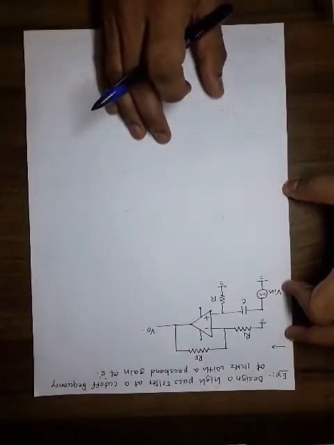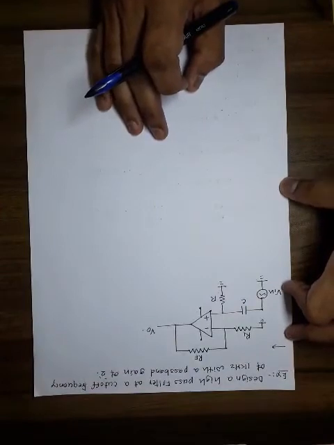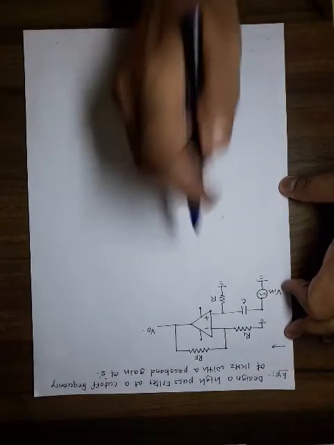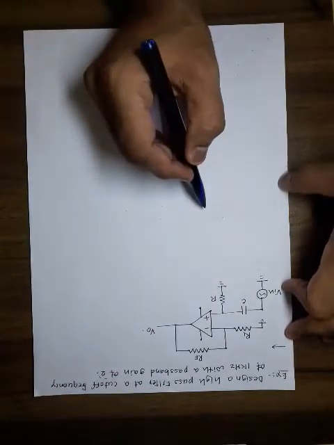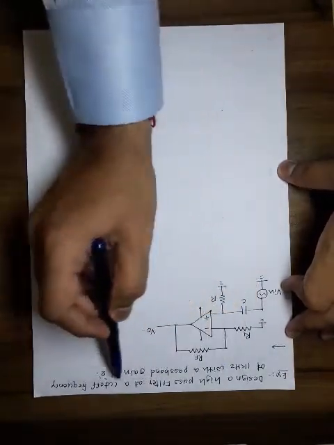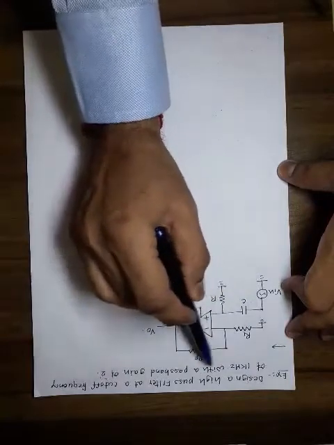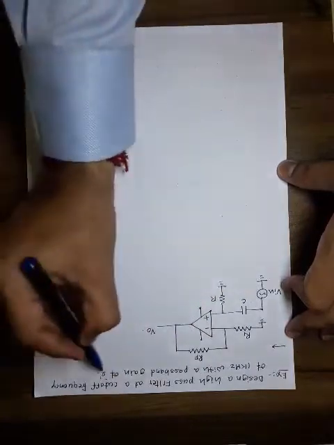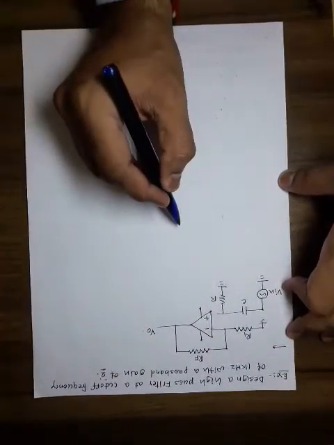Hi student, we'll solve this numerical based on the high pass filter. This is the first order high pass filter. The problem is: design a high pass filter at a cutoff frequency of 1 kilohertz with a pass band gain of 2. This is the first order filter.